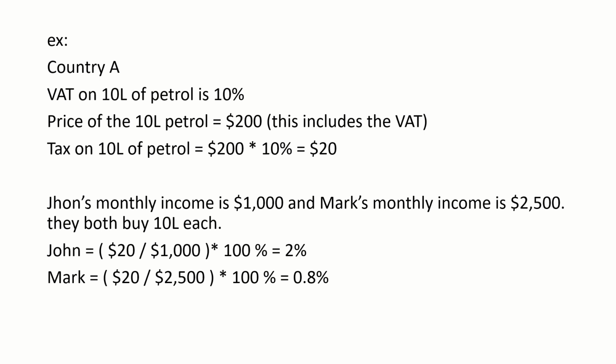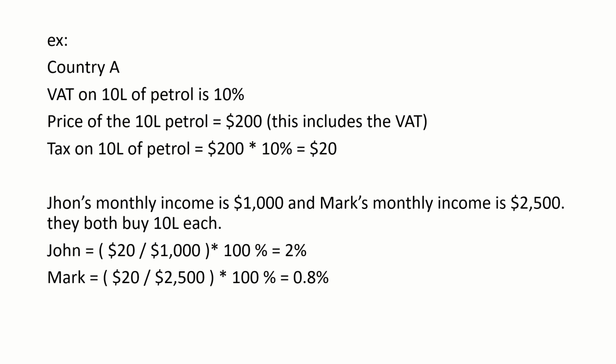Let's assume there is a country A and VAT on 10 litre of petrol is 10%. This 10% is a flat rate, which means on every 10 litre there will be a 10% of VAT. Price of the 10 litre petrol is $200. This includes the VAT. Then tax on 10 litre of petrol is equal to $200 into 10%, which is $20.